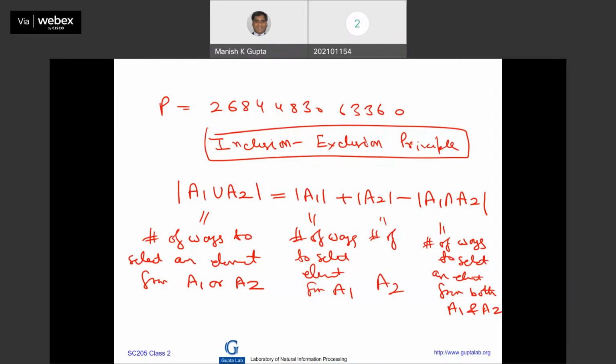Counting is all experience in daily life, right? How do we count? Number of ways to select an element from A1 or A2, or what is important? Number of ways to select from A1, from A2, and from both A1 and A2, intersection, right? So basically, this principle I am going to apply to count certain binary strings of a special kind. Okay, so let me show you the example. I hope you understand the idea behind it.